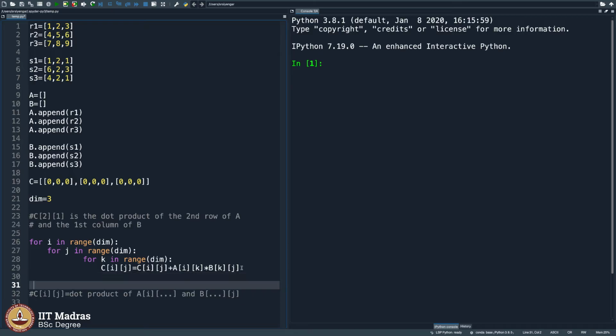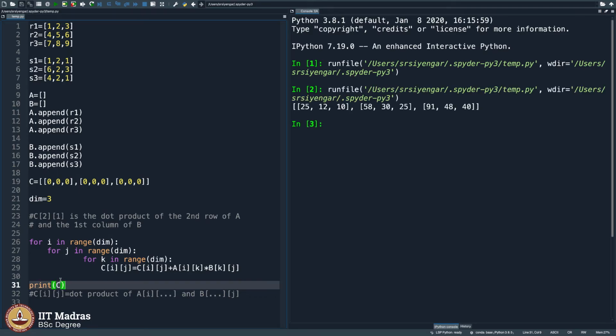So this should do the trick now. I will go ahead and execute this. If my luck serves good today, I will be able to get an answer. So I got the answer, but I'm not displaying the answer. So I should say print C, and there I go. 12, 25.